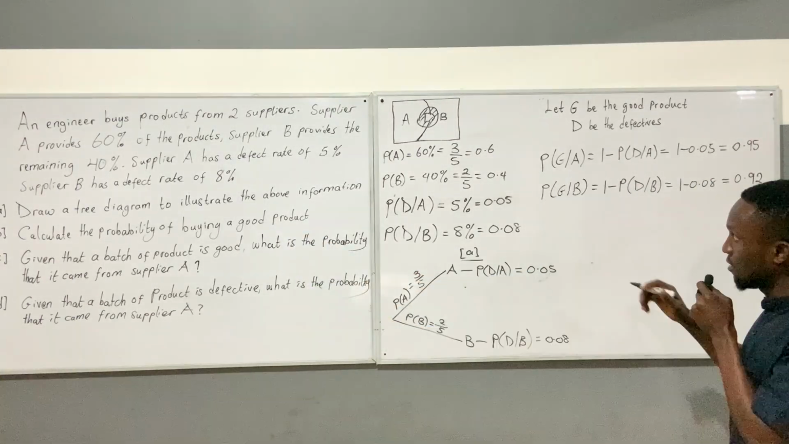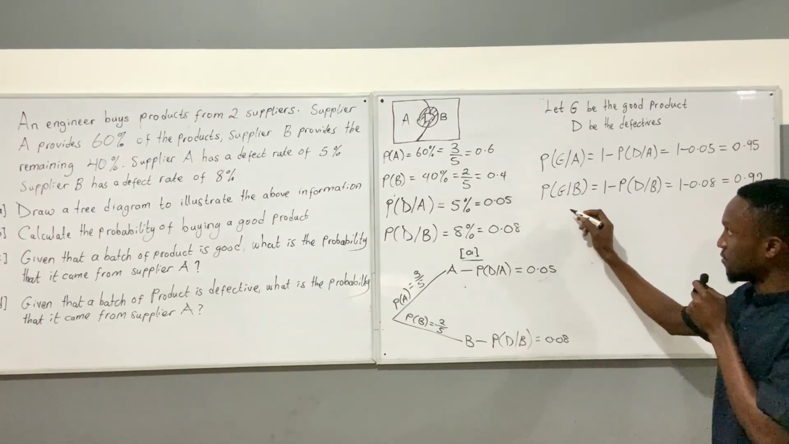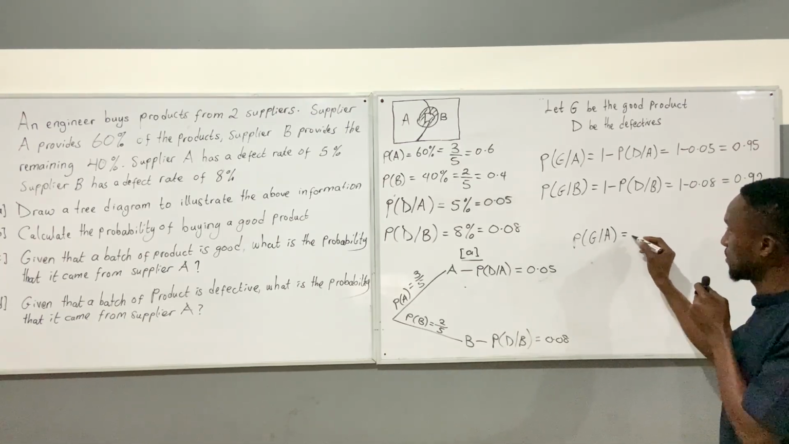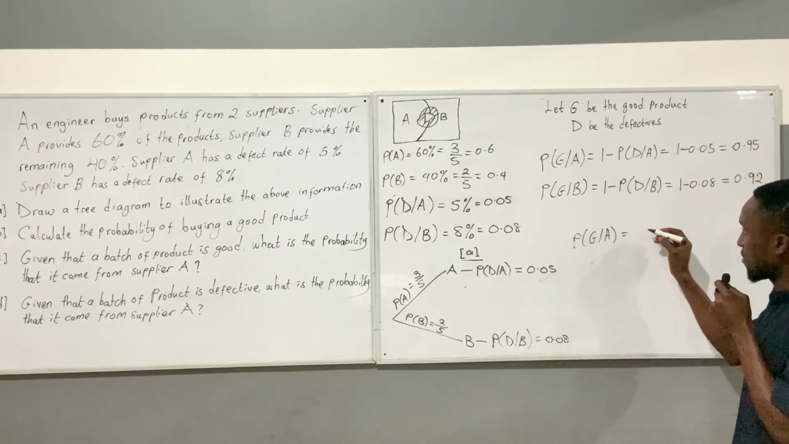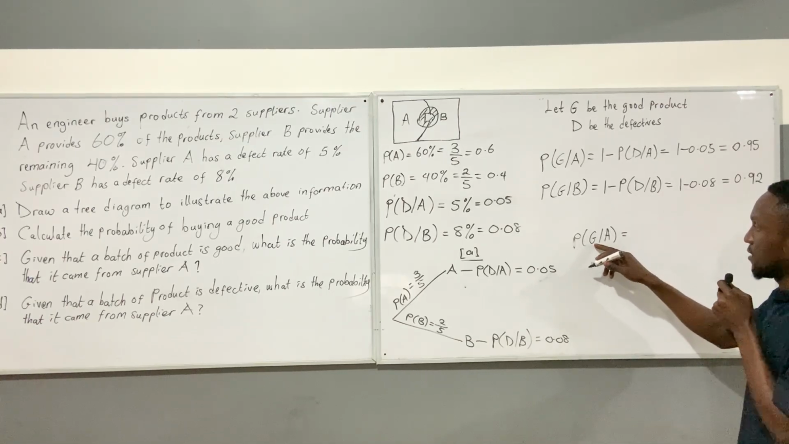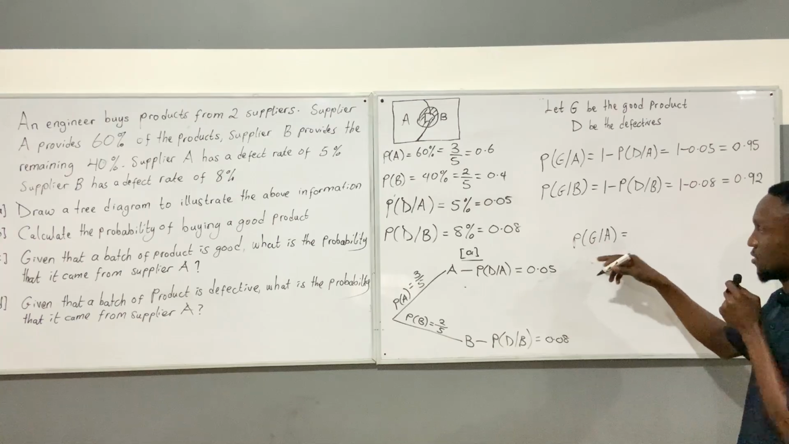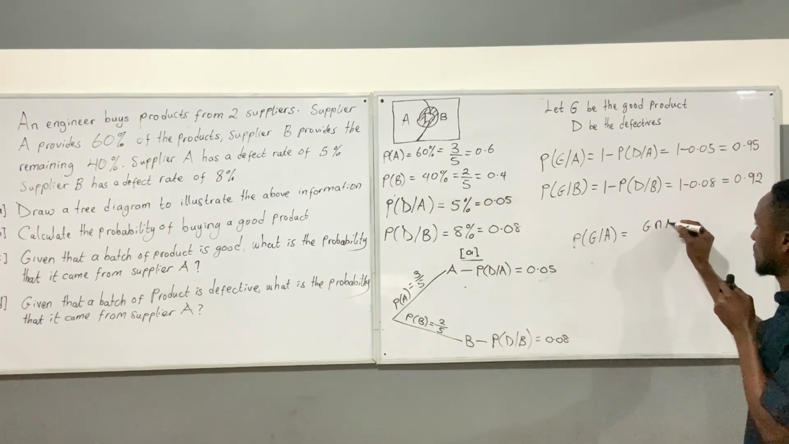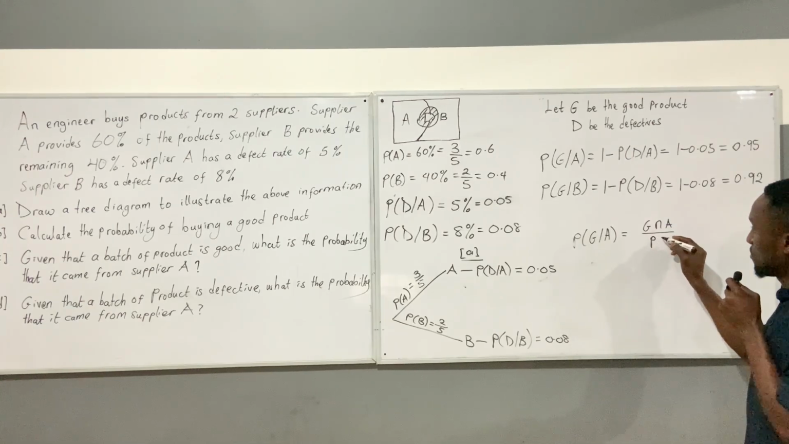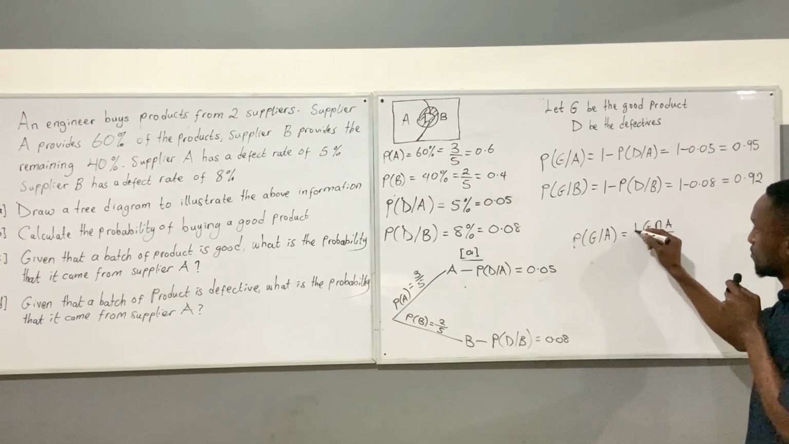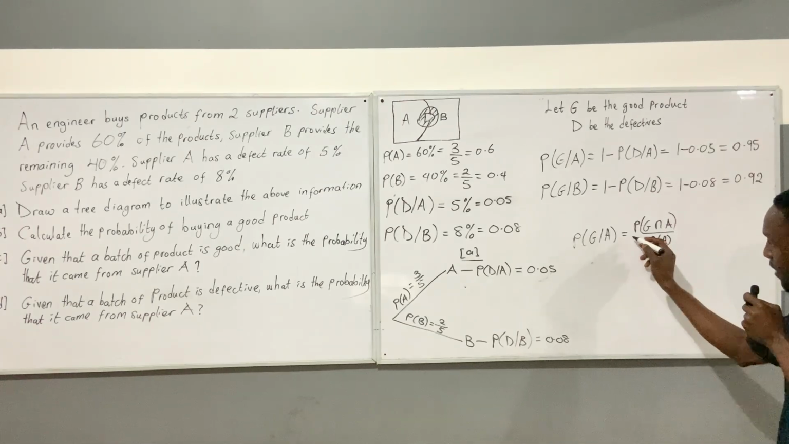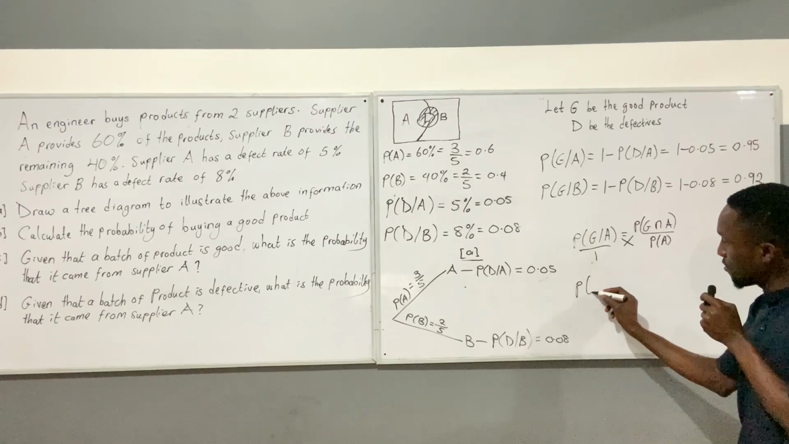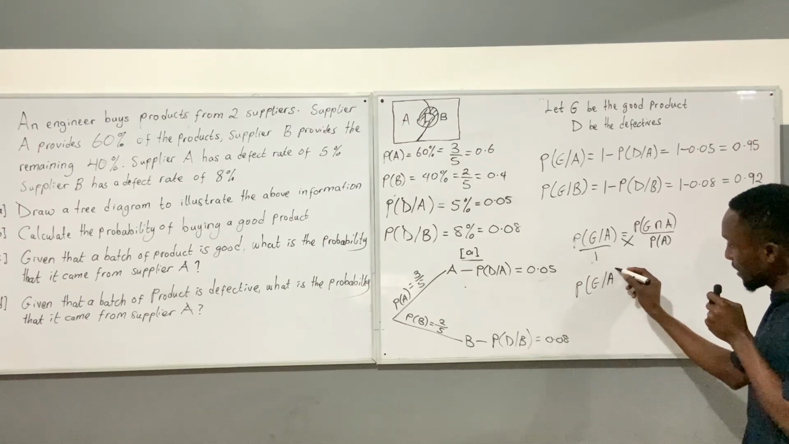Buying a good product. If I use conditional probability, let's take the probability of G as A has occurred. If I change this to conditional probability, it's going to give me either G intersection A or A intersection G. It's still the same thing. So let me use G intersection A divided by the probability of A. When I cross multiply here, know that this is over 1. Then I'm going to get P of G as A has occurred.